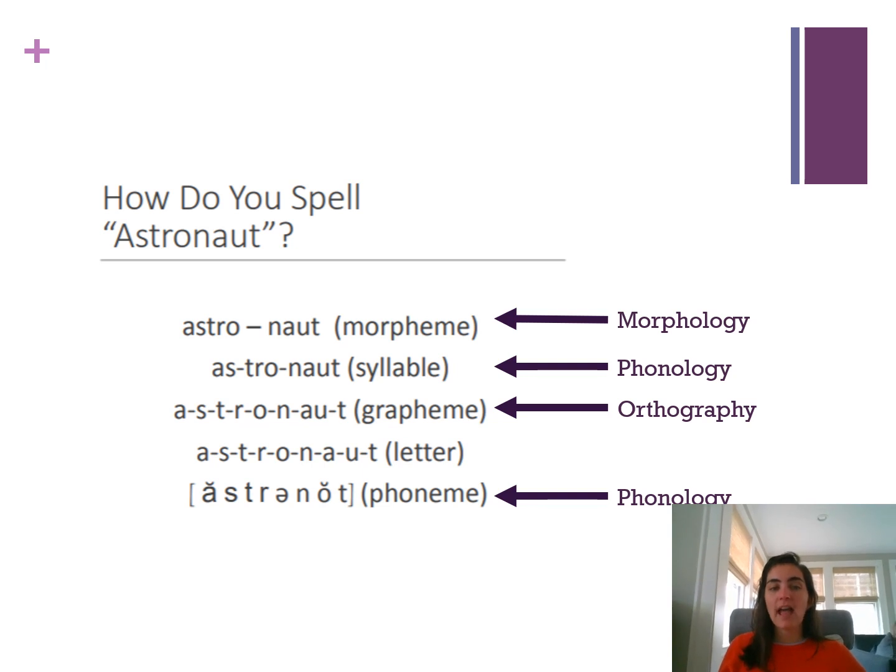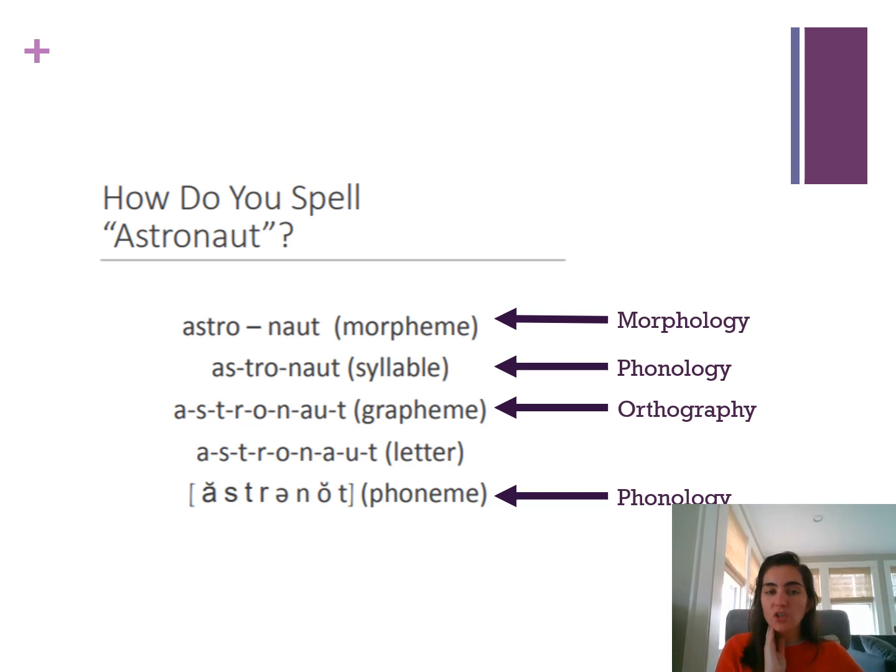Orthography would be looking at each phoneme and how it's represented. So we've got, well, pretty much it's just one sound per letter there, except for that AU vowel team. And if we're looking letter by letter, of course, you know that. And if we're thinking about phonemes, now there were 2 phonology ones. There's the breaking it into syllable chunks, that kind of phonology, and then there's the breaking it into actual individual phonemes.